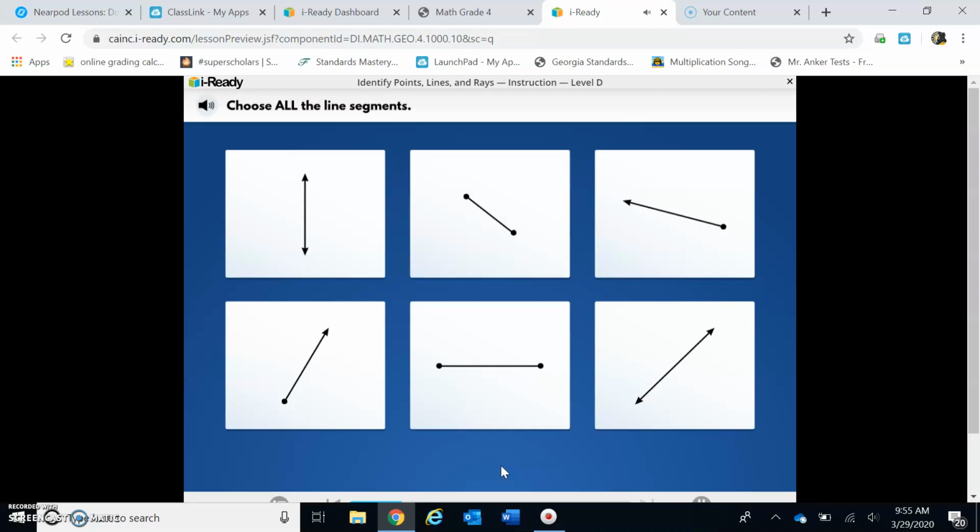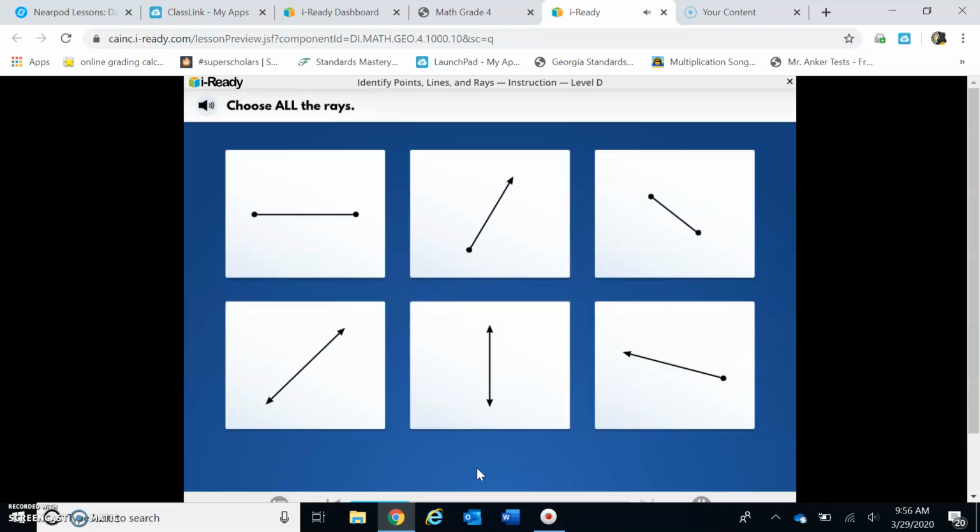Line segments. All right, let's look for the line segments. We already know that a line segment has a point on both ends, right? So let's find the line segments. Nope, that's not it. This is one that has points on both ends. Nope, that's not what I'm looking for. This is a ray. I'm not looking for that. This is a line segment. This is a line. So I think I've chosen all of my options that I have. Awesome.